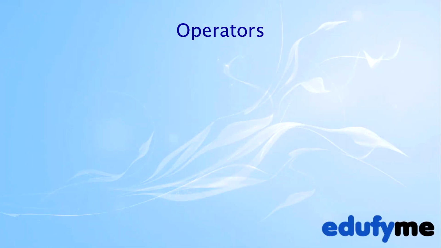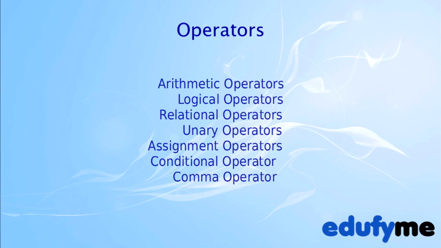Operators, as we already discussed, are symbols used for specific purposes. C++ has 7 types of operators: arithmetic, logical, relational, unary, assignment, conditional, and comma operator. We have already discussed operators in basic course. We will discuss them in further detail in the coming levels.